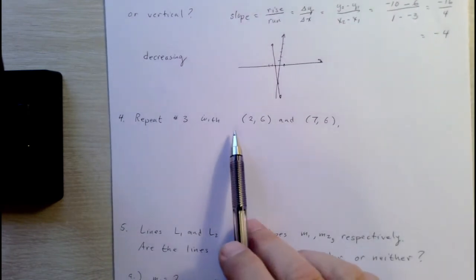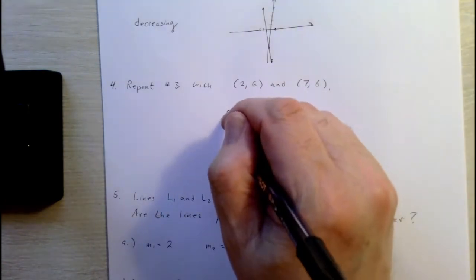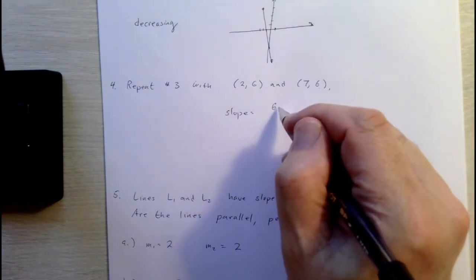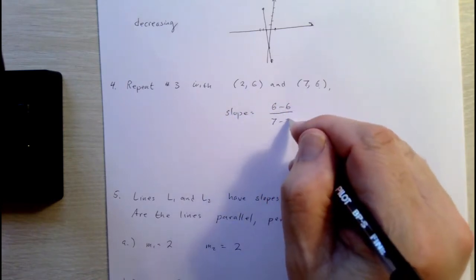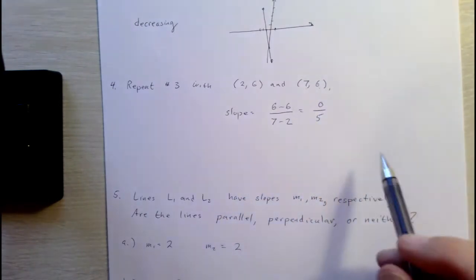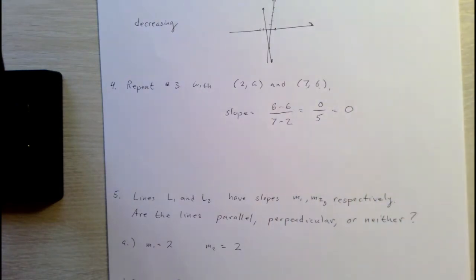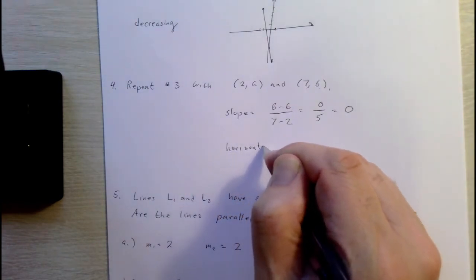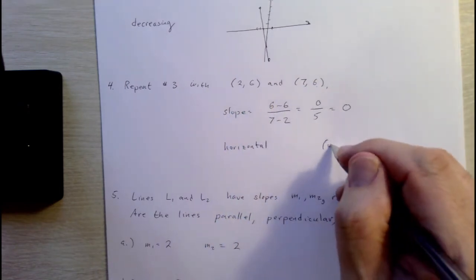If we repeat problem 3 with these 2 points, 2, 6 and 7, 6, again our slope will be y2 minus y1, so that's 6 minus 6 over x2 minus x1, 7 minus 2. 6 minus 6 is 0, 7 minus 2 is 5, and 0 divided by any non-zero number is just 0. So the slope is 0, and when the slope is 0, that means the graph is horizontal. And in fact, it's going to be the line y equals 6.